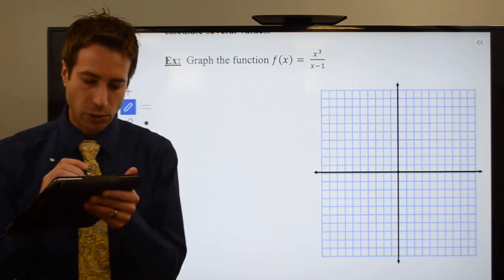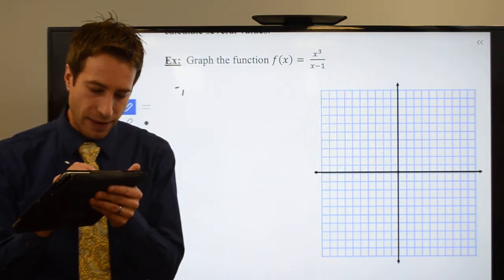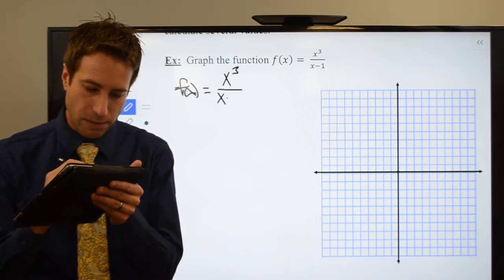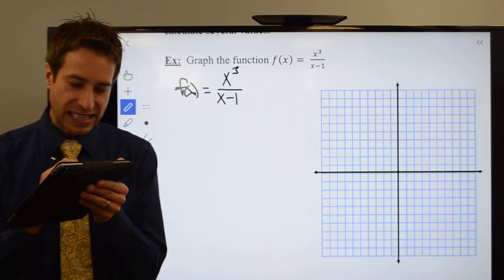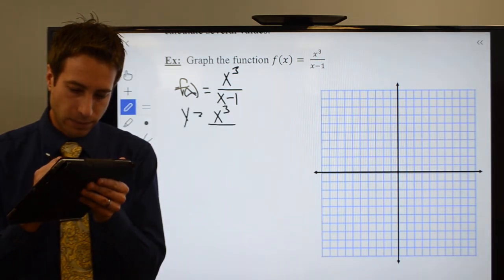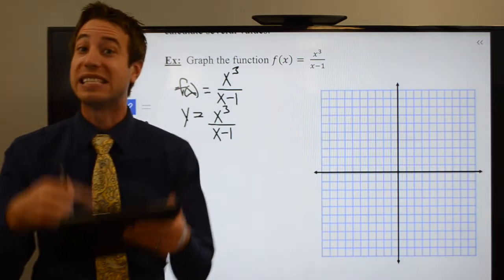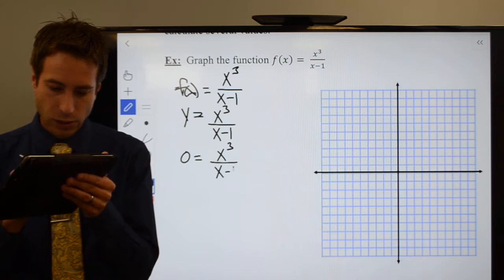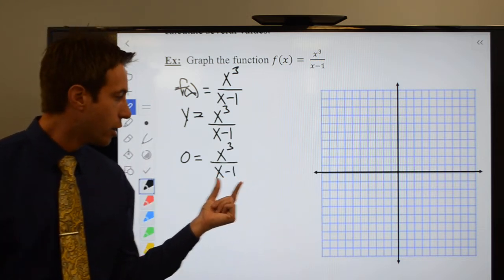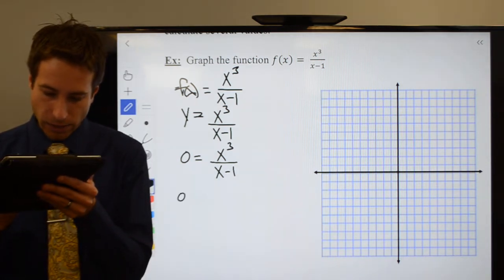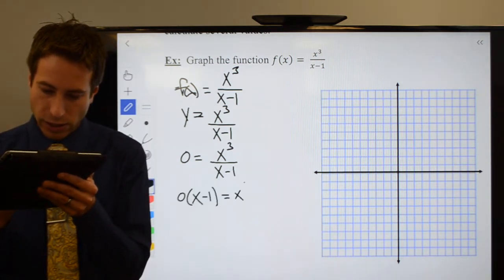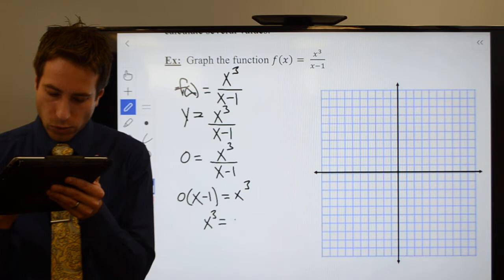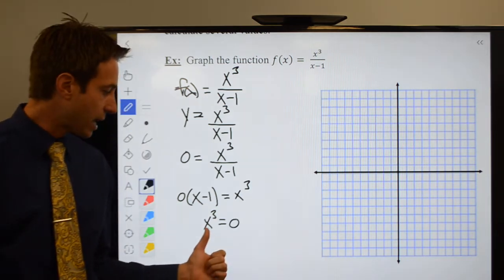So, let's do that. My function is f of x equal to x cubed over x minus 1. Well, f of x is y. And I need to set this equal to 0 to find the x-intercept. So 0 is equal to x cubed over x minus 1. Multiply the x minus 1 to the other side. 0 times x minus 1 is equal to x cubed. Well, 0 times anything is just 0, and so I wind up with x cubed is equal to 0. Well, now what I need to do is get that x by itself.